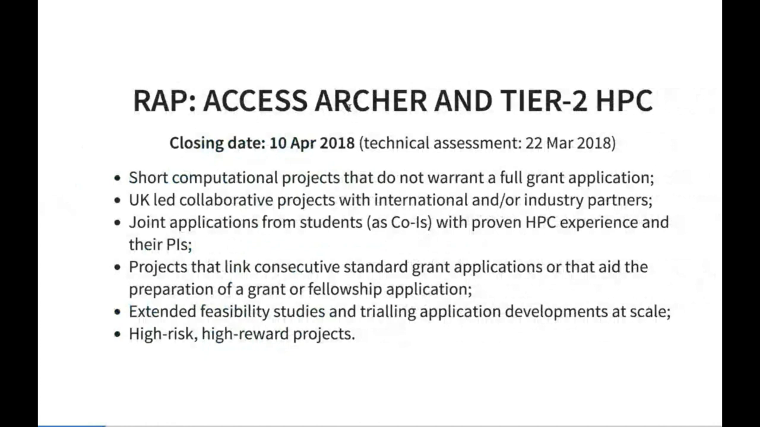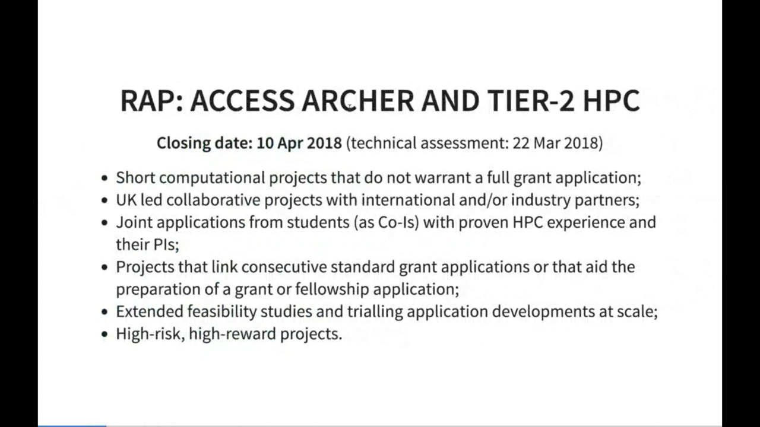So the open calls at the moment, the reason we're doing this particular webinar right now is that currently the RAP calls are open. RAP stands for Resource Allocation Panel. And it's a lightweight process for getting access to large amounts of HPC resource. So if you want to access Archer or the Tier-2 HPC systems, the RAP calls are currently open. They close on the 10th of April with a technical assessment due into whichever help desk for the system you're applying to by the 22nd of March.